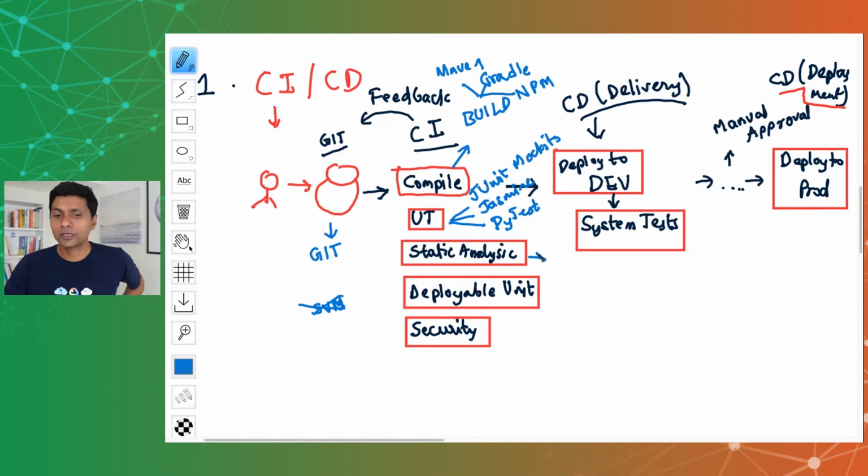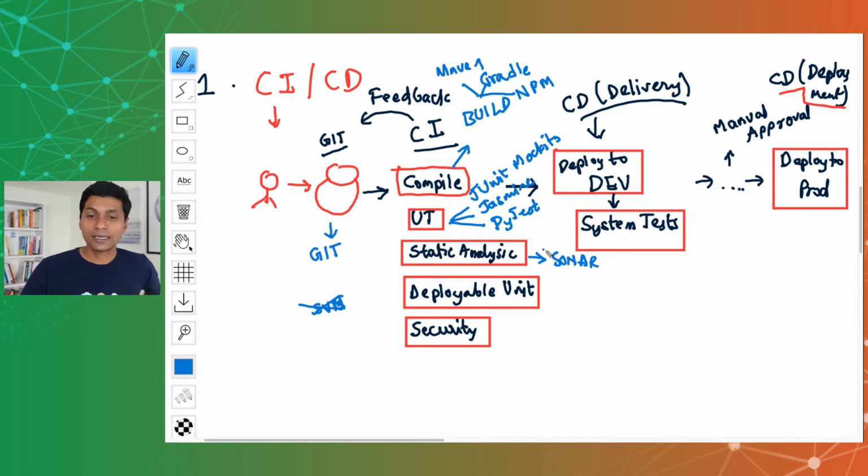One of the most popular tools to do static analysis is Sonar, right? So Sonar is one of the most popular ones. It does a lot of checks on the code and gives you a report saying, hey, this piece of code is not good, this piece of code is good, and things like that. So these are some of the important tools that are typically used as part of your CI/CD pipelines.